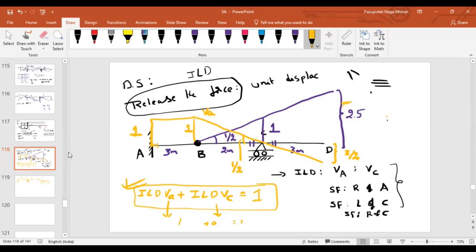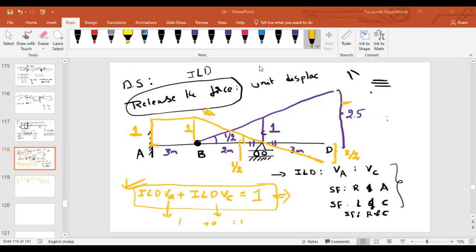Look at C. What is the ordinate for ILD of VA? Look at this color. What is the ordinate? Or do you agree with this equation first of all? I'm just giving you additional equations so that whatever equations or diagrams we have done can be verified.